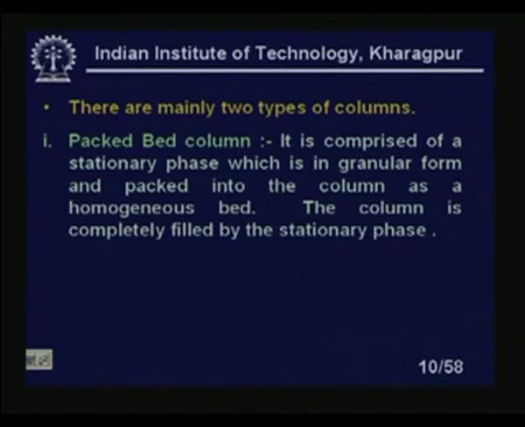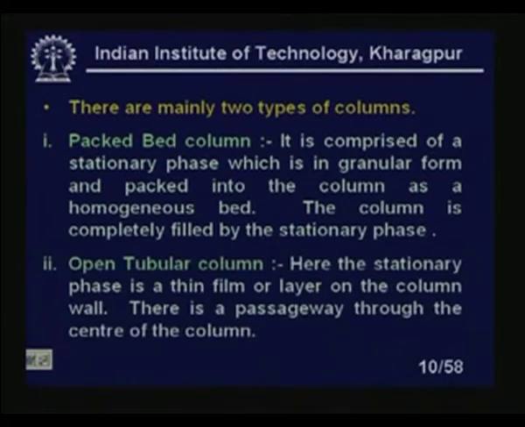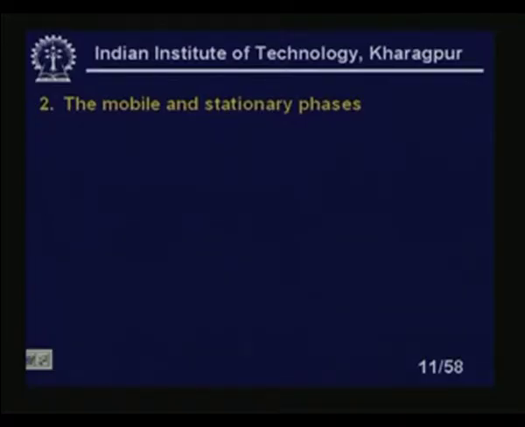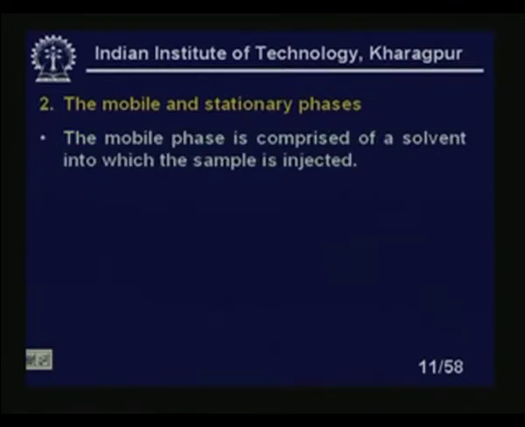The packed bed column is comprised of a stationary phase in granular form, packed into the column as a homogeneous bed. The column is completely filled by the stationary phase. In the open tubular column, the stationary phase is a thin film or layer on the column wall, and there is a passageway through the center of the column through which the feed will pass. The mobile and stationary phase, these are two things we are repeatedly telling. The mobile phase is comprised of a solvent into which the sample is injected.